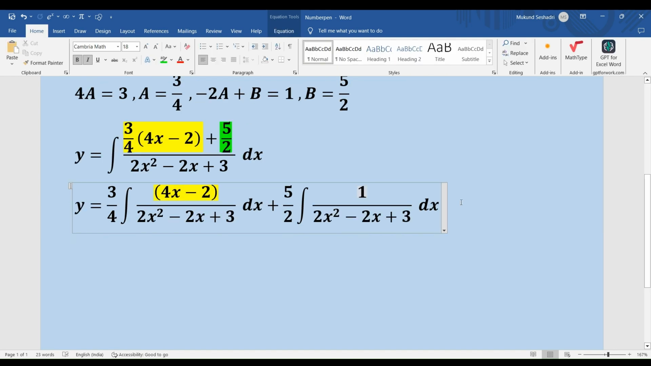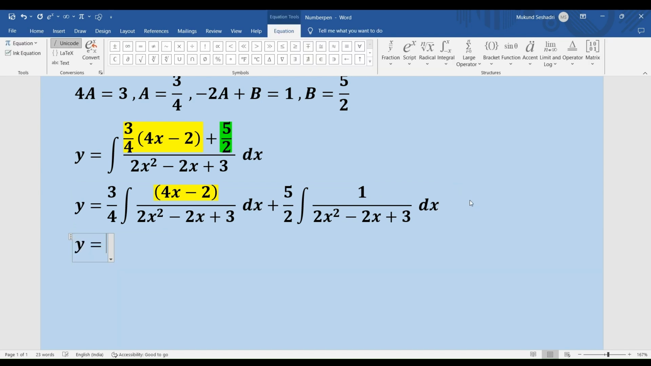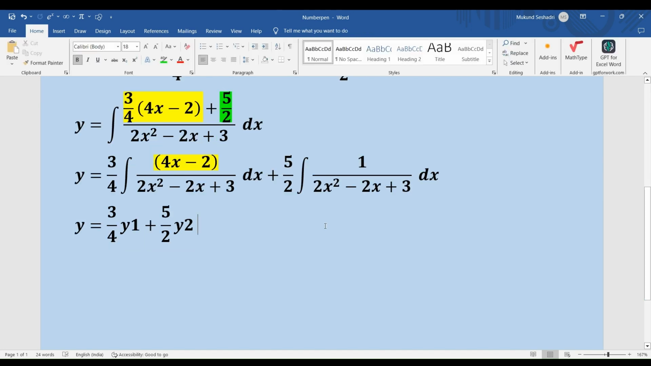So now the way I'm going to solve this problem is I'm going to treat the first integral, which is integral of 4x minus 1 the whole divided by 2x square minus 2x plus 3 as y1. And the second integral, which is integral of dx by 2x square minus 2x plus 3 as y2, right? So what happens to my y? My y is nothing but 3 by 4 y1 plus 5 by 2 y2, okay? Now we will solve for y1 and y2 separately, right?